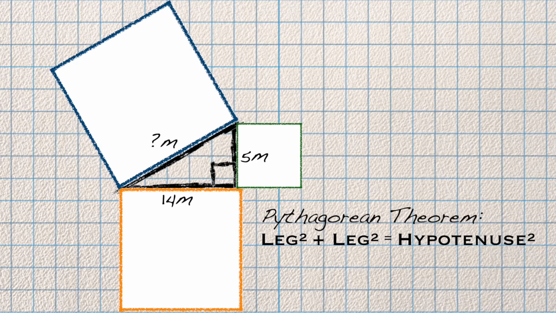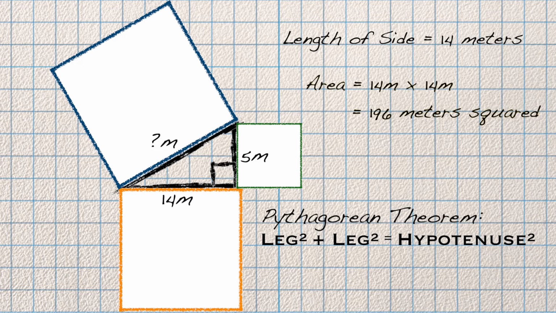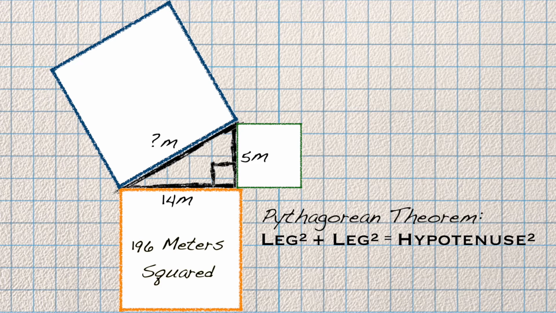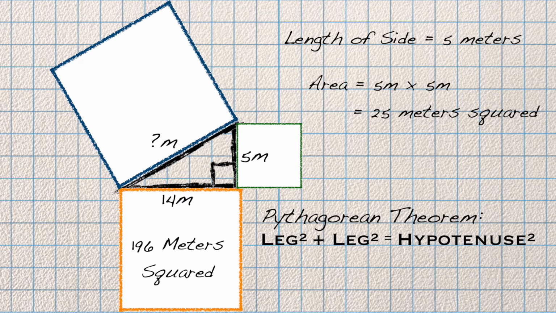Here are our three squares. Let's find the area of them, starting with this one. We know that the side length of this square is 14 meters. So, the area is 14 times 14, which is equal to 196 meters squared. Now, we know the side length of this square, which is 5 meters. So the area is 5 times 5, or 25 meters squared.